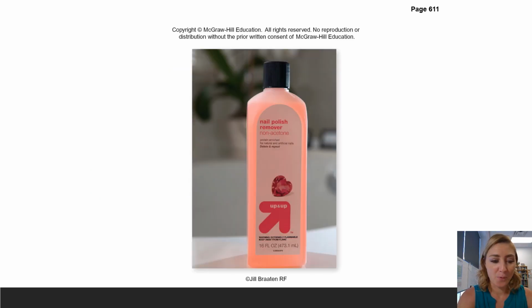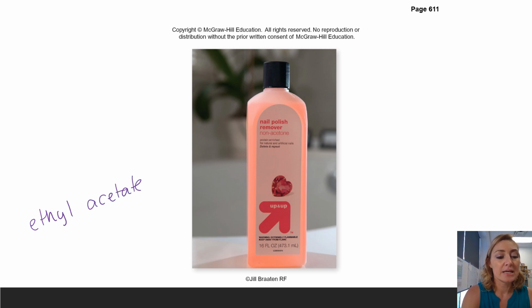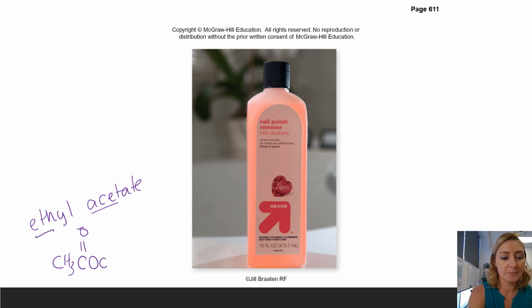Another ester of importance is that found in non-acetone nail polish remover. So non-acetone nail polish remover has ethyl acetate in it. Let's go ahead and draw that structure. So acetate tells me that I'm dealing with a 2-carbon carboxylic acid. So this has 3 hydrogens, and then our ester bond, and it's going to have 2 carbons coming off of this single oxygen side. So this is ethyl acetate.